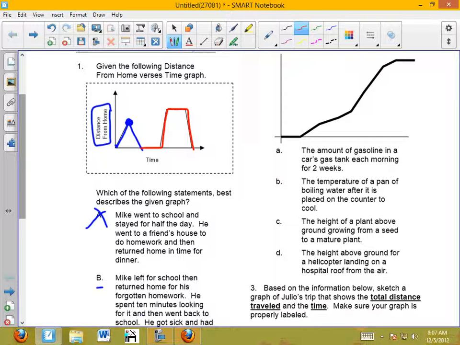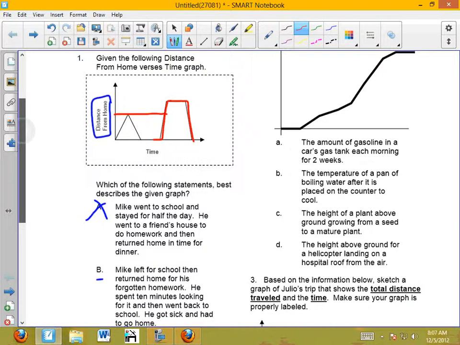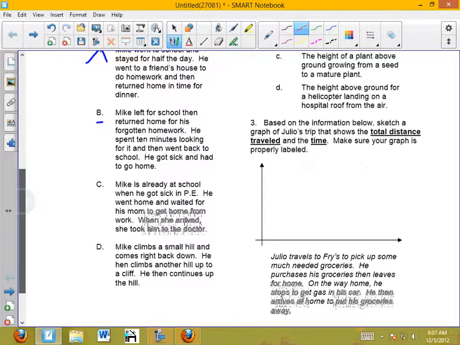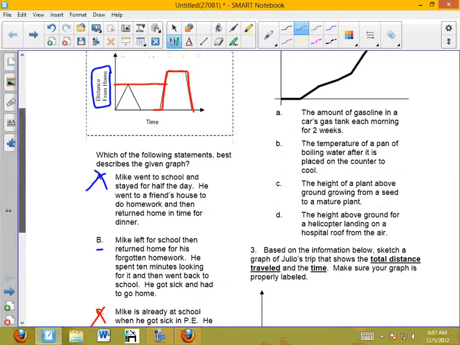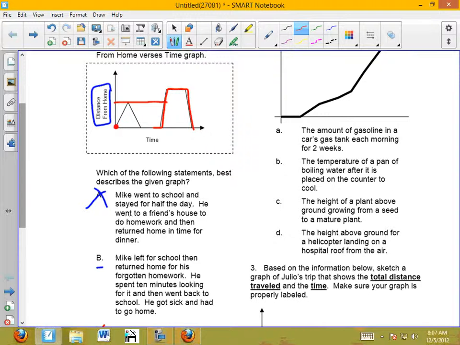Maybe. And you're like, well, wait a minute. Why are these two different distances? Well, he forgot his homework and went back home. So that's a possibility, but let's read them all. Mike is already at school when he got sick in PE. No. We know from this graph, Mike left from home.